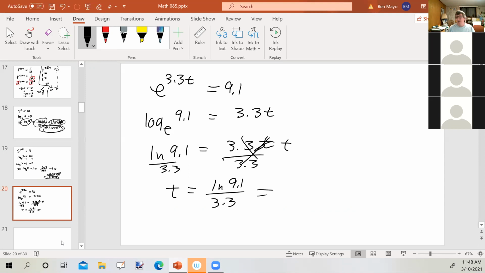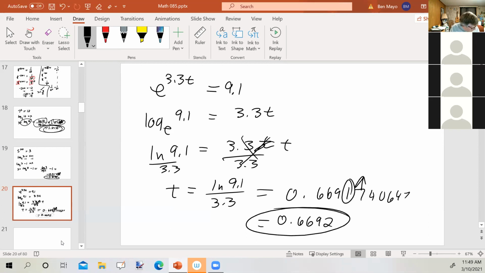I don't need to use the change of base here because I've got natural log in my calculator. So natural log of 9.1, close it up, divided by 3.3, and I get 0.669174067, rounding to 4 places. The 7 rounds up, 0.6692 is our answer there. Any questions about that?